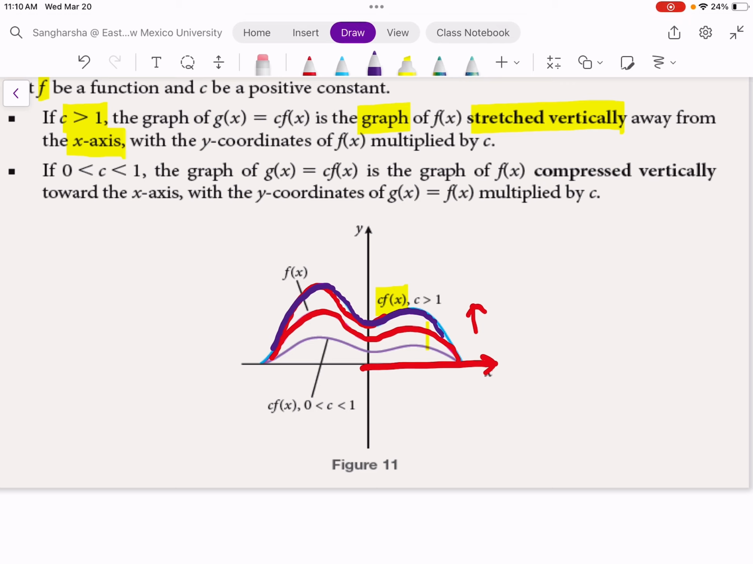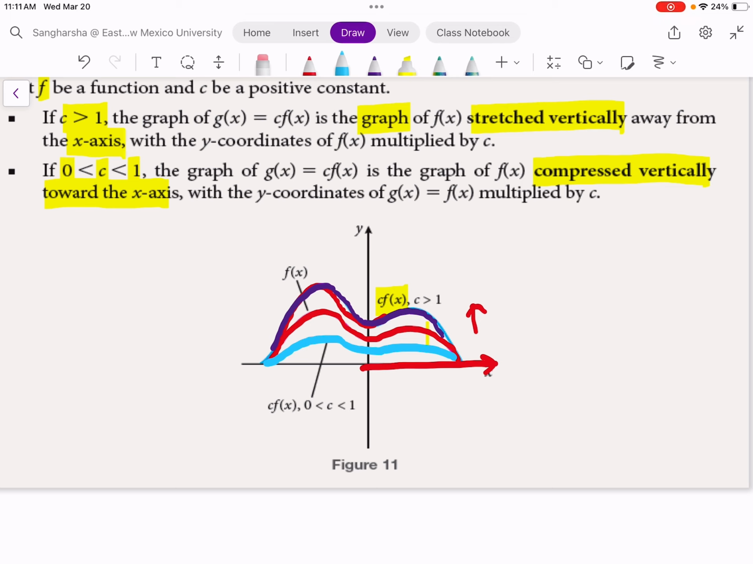Now instead of a number greater than 1, if you multiply by a number which is greater than 0 and less than 1, so you multiply a function by a number in between 0 and 1, then in that case your graph is compressed vertically towards the x-axis. When you multiply by a number in between 0 and 1, this is the final graph.